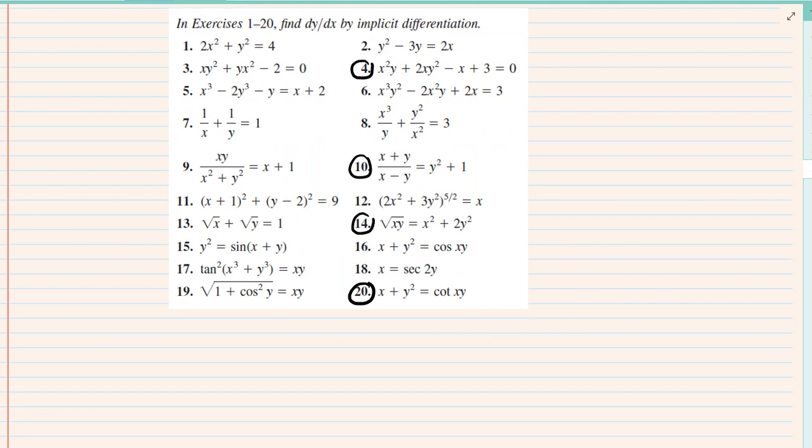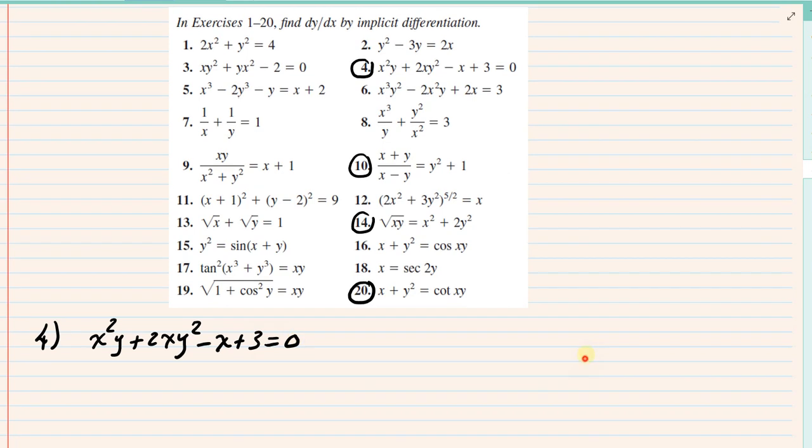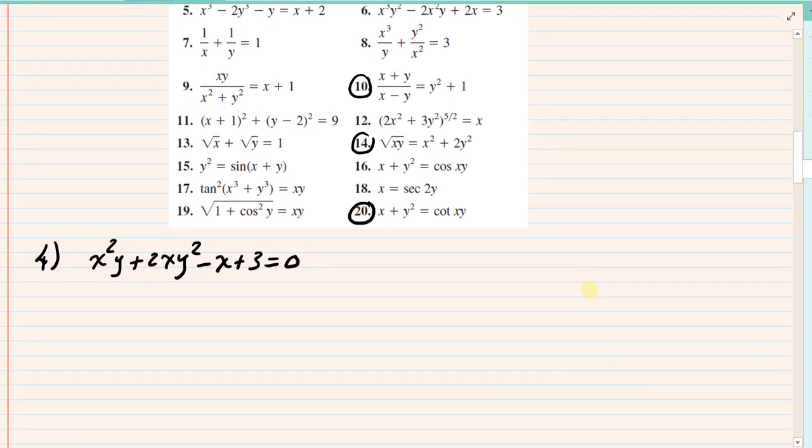Okay, so let's take a look at number 4. We're going to start with number 4. In exercise number 4, the question is x squared y plus 2x y squared minus x plus 3 equals 0. Okay, and we want to find dy/dx by implicit differentiation. Now notice, by the way, in this one, it will be difficult to solve for y, wouldn't it? It would be. And I could solve for y, of course, but it's going to be complicated.